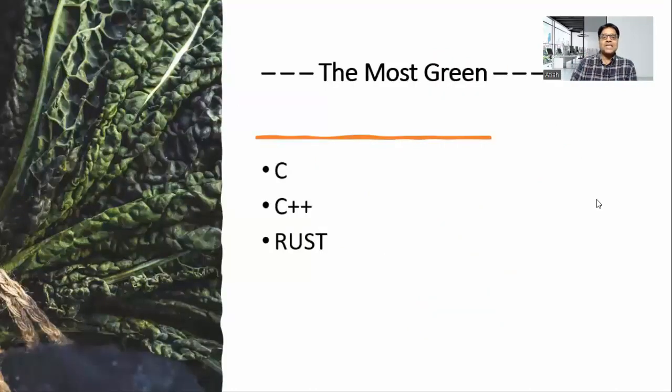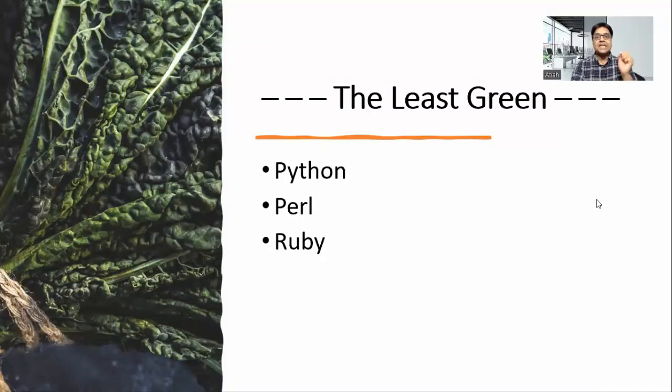It means how much electricity it is consuming to execute that particular code. So the most green languages are C, C++, and Rust. Most green means they take very little energy to execute a piece of code. And the least green programming languages are Python, Perl, and Ruby. These languages take the highest amount of energy to execute a piece of code.